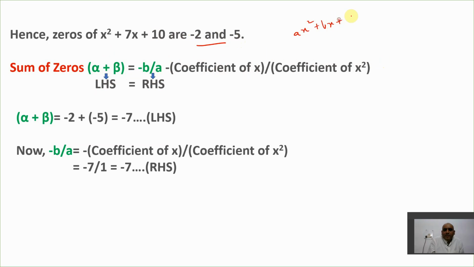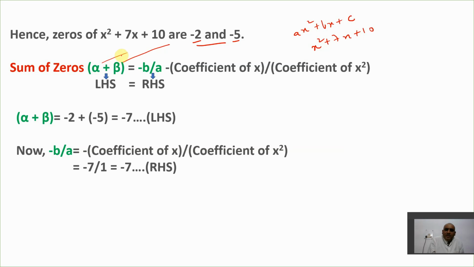Understand it with this equation, right? Like this. So this is x square plus 7x plus 10. Clear? Now let's see here. We have just now found -2 and -5 are zeros. So the value of alpha and beta is what? -2 and -5. Now we need to verify the relationship.